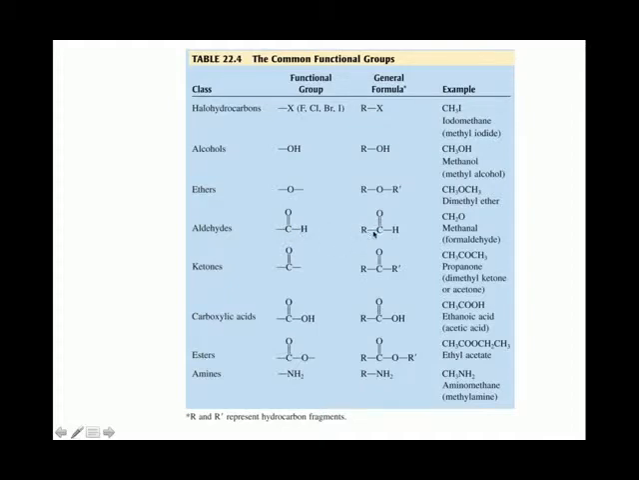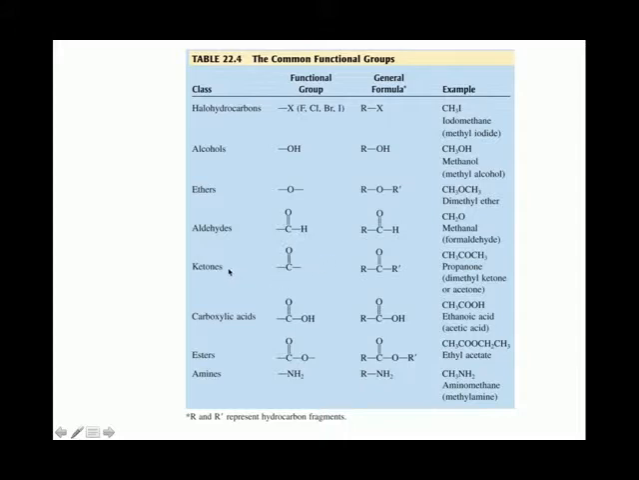Aldehydes have the functional group at the end of a chain, where we have the R, this could be another alkyl group, and we have a carbon double bonded to an oxygen, then to a hydrogen. Now it can be hard to recognize an aldehyde if you look at the formula written this way, but this is the way we recognize an aldehyde. And mostly you're going to be asked to recognize compounds as one or the other.